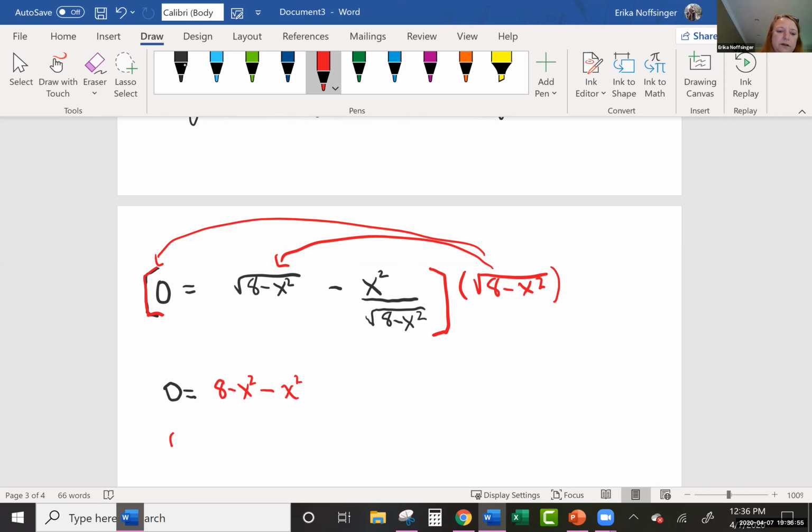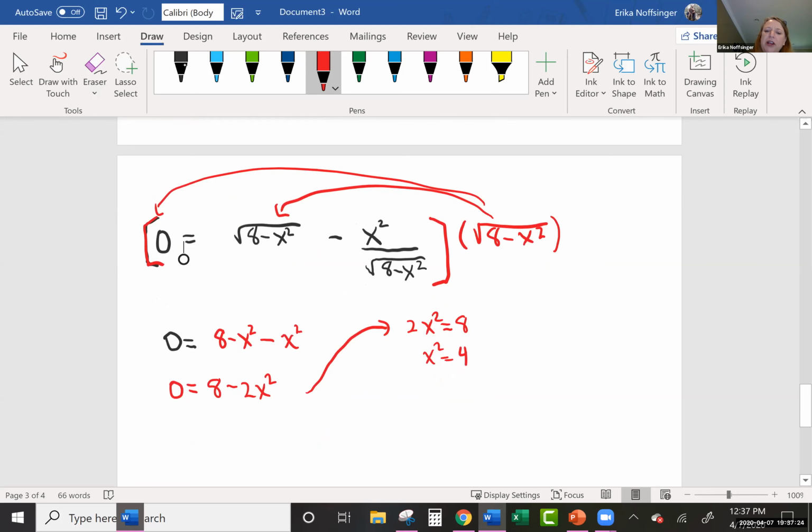And so we got 0 is equal to, got like terms. So we have 8 minus x squared minus x squared is minus 2x squared. If we add 2x squared to both sides to solve for x, we get 2x squared equals 8. Divide by 2, we get x squared equals 4. I can set that equal to 0 and factor, or I can use the square root property. Don't forget the plus or minus in front of the radical. And so we get x is equal to plus or minus 2.